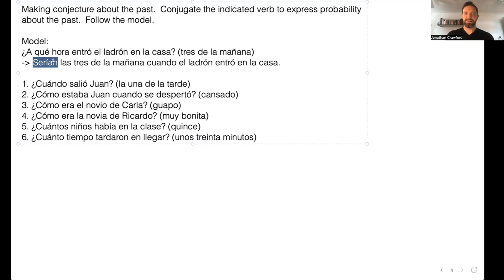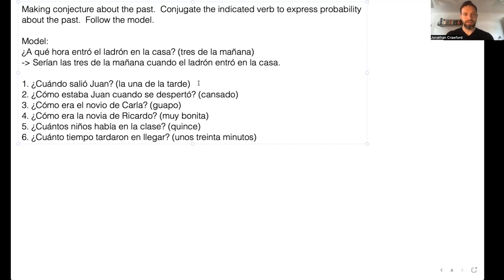This is a use for the conditional tense. You can use it to express probability in the past. So number 1, it says, ¿Cuándo salió Juan? And the answer is going to be la 1 de la tarde. And so, when did Juan leave or go out? And the answer is at 1 in the afternoon.